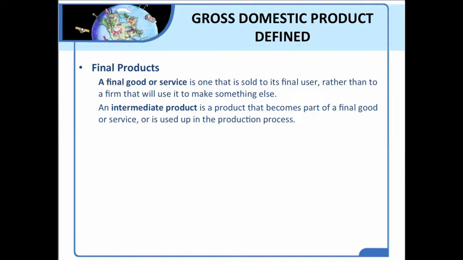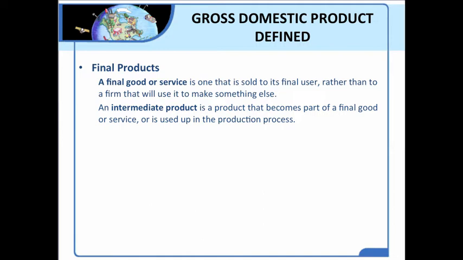Now, many goods can be either a final good or an intermediate product, depending on how they are used. For example, the flour your family buys to cook with is a final good, but the flour that is used to make hamburger buns for McDonald's is an intermediate product because it's part of their final product, the hamburger bun.